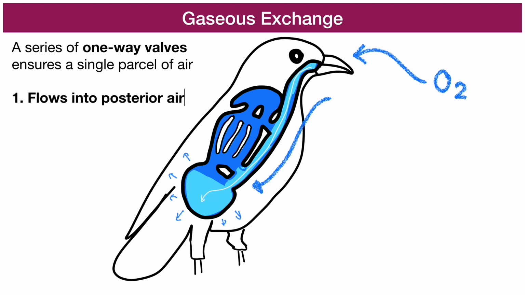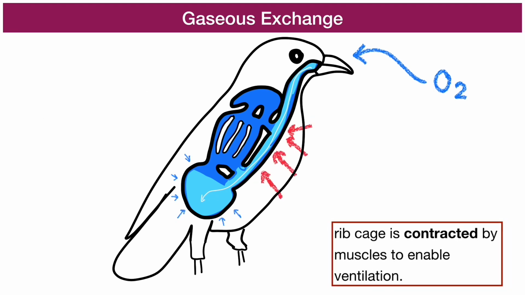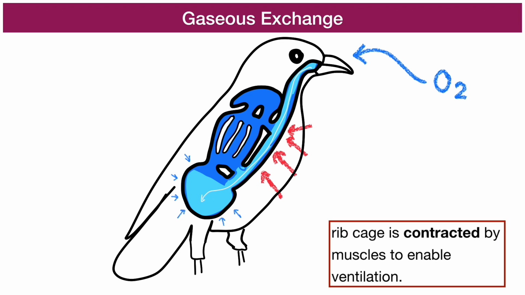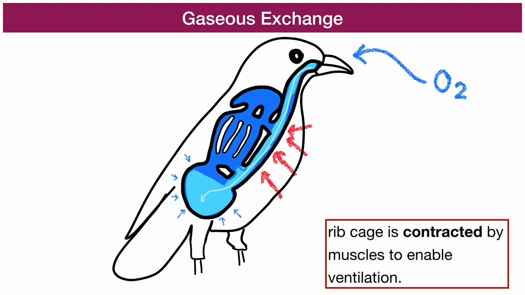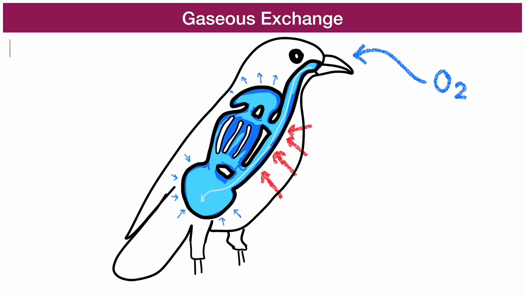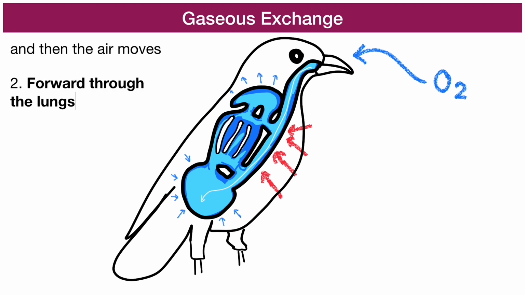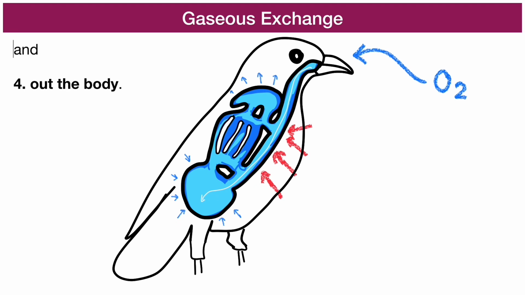All right, so it will fill up into the posterior air sac, and then when the bird breathes out again, the rib cage is contracted, so the muscles relax, and that forces the air in the posterior air sac to be forced up through the lungs with many capillaries into the anterior air sac, so the air sac towards the head of the animal. After it's gone from the posterior air sac through the lungs to the anterior air sac, it leaves the body through the beak again. So that is your carbon dioxide.